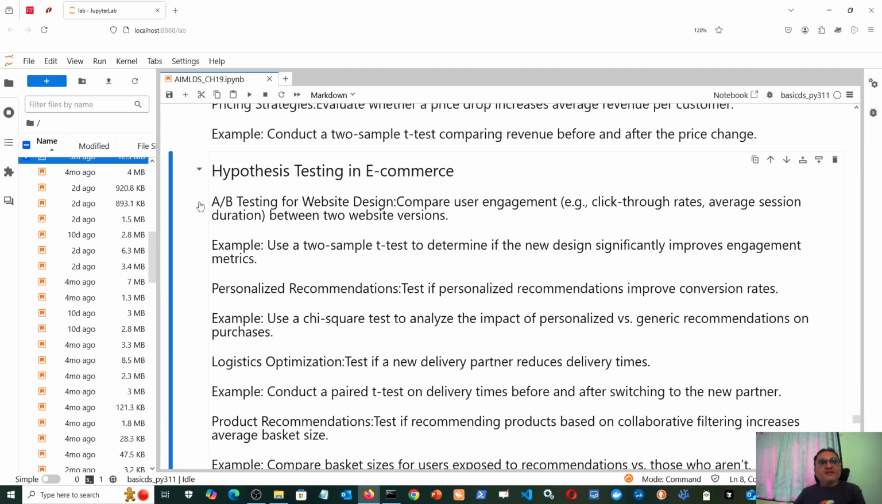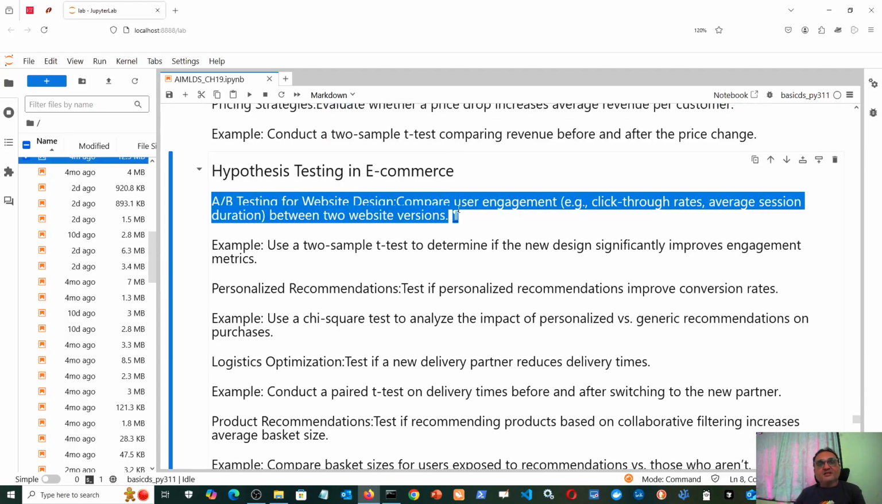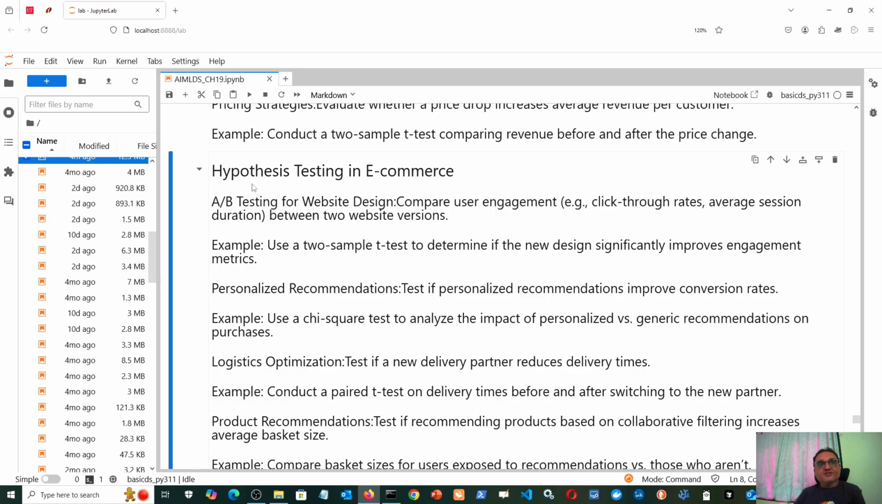Now here one example is our well-known example, which we have discussed in much detail in some earlier lectures: A/B testing for the website design. Suppose you have hired a new UI designer and you want to change the complete design of your online retail portal, and you want to check if the design change improves user engagement. For user engagement, you can decide on some metric like CTR, click-through rate, or average session duration, or maybe number of conversions or whatever.